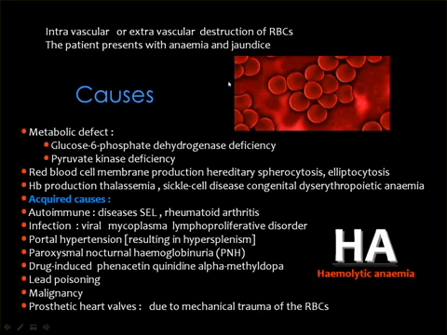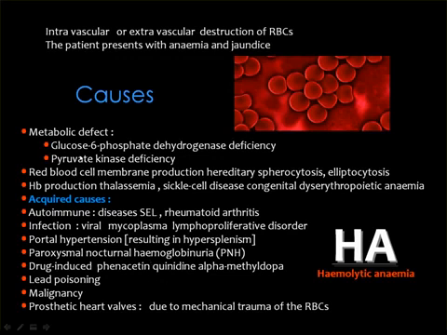And what are the causes of spherocytosis? Intravascular or extravascular destruction of the RBCs, and this will result in hemolytic anemia, and the patients present with anemia and jaundice. These are the causes of hemolytic anemia.